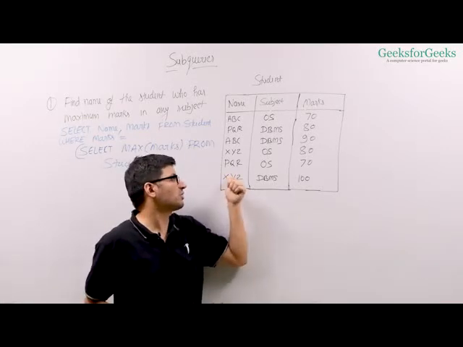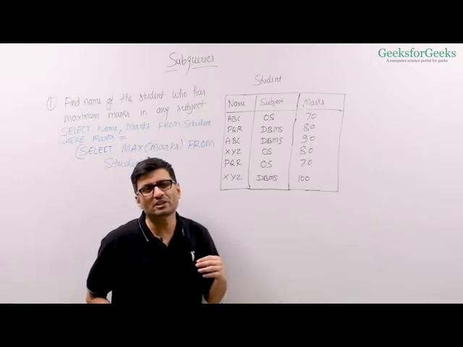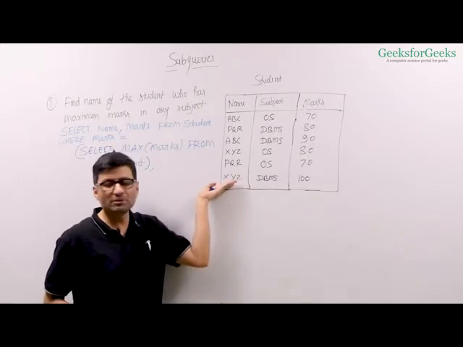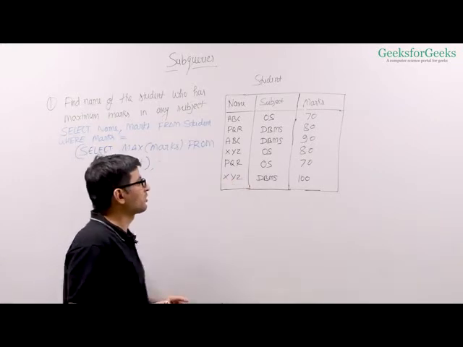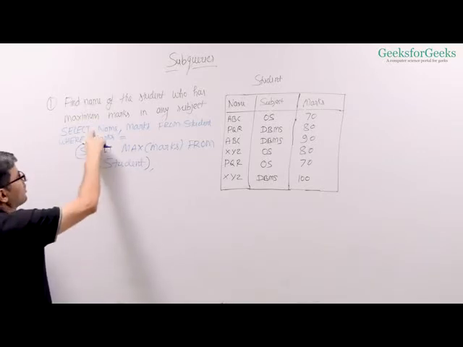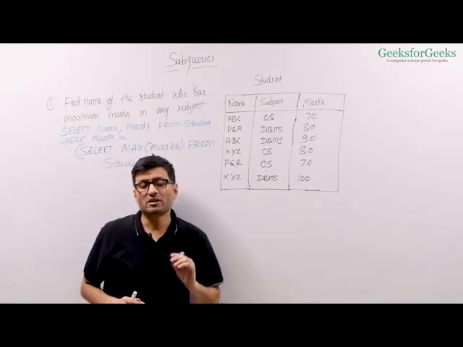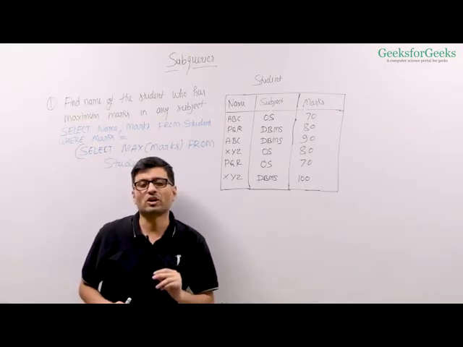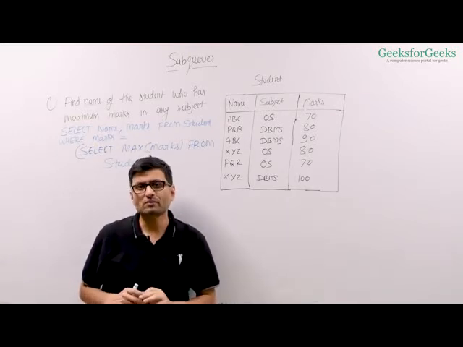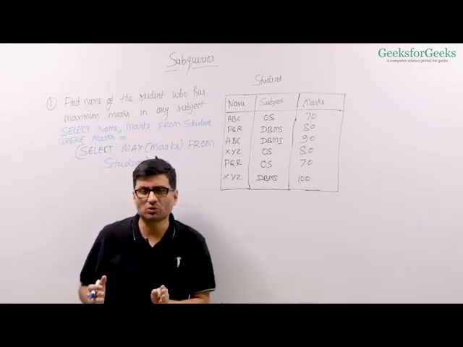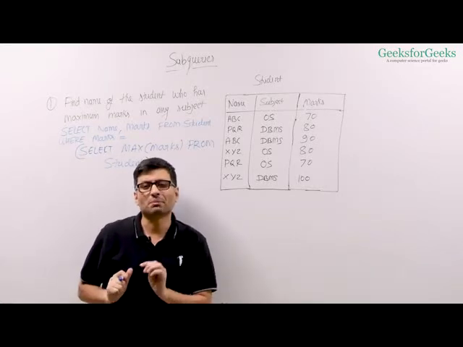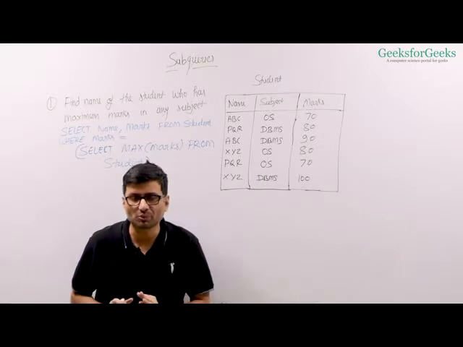If a student has got 100 marks multiple times, it will give this student's name multiple times. If I want only one row as an output, I can put top one here, right? So this is how I get the name of the student who has got maximum marks. Please note that we can solve this query multiple ways. The purpose here is to just explain these subqueries.